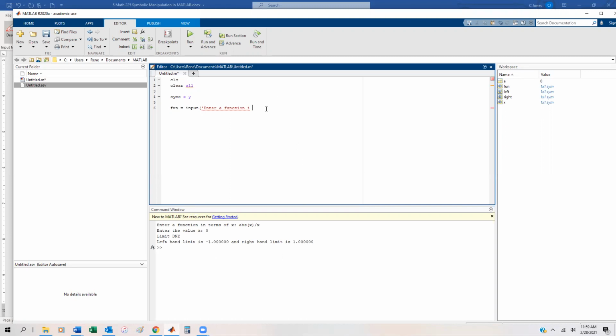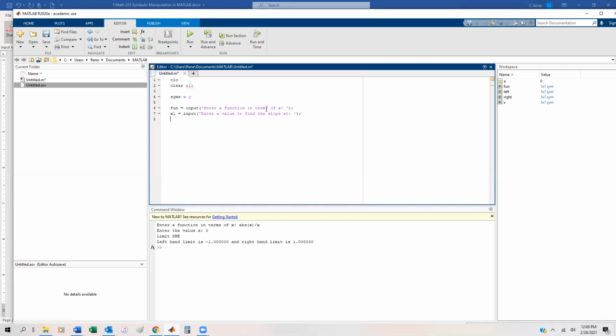A function in terms of x. And then we're going to find our value to find the slope at. And I'm going to call that x1. Because remember, we have our y minus y1 is equal to m times x minus x1. And x1 is going to be input, and we're going to say enter a value to find the slope at. All right, so now we've got our function, we got our x1.